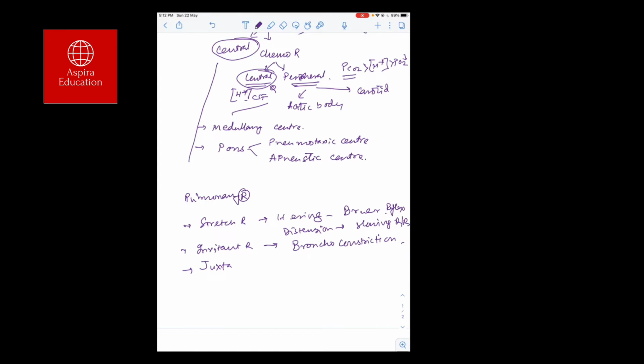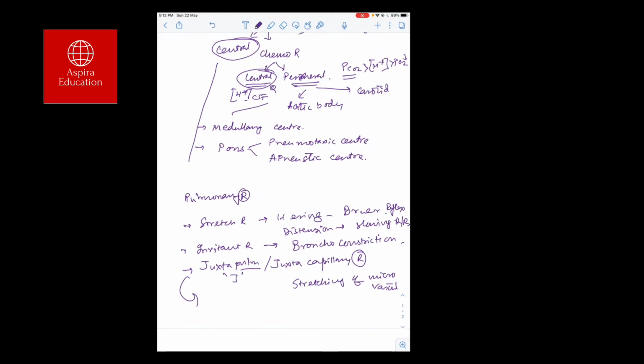And the third one is juxtapulmonary receptors or juxtacapillary receptors. So basically these are the J receptors. This causes some stretching of the microvasculature. You have to remember one important thing. Usually these J receptors are not working in normal conditions. Very important area where J receptors are actually found.